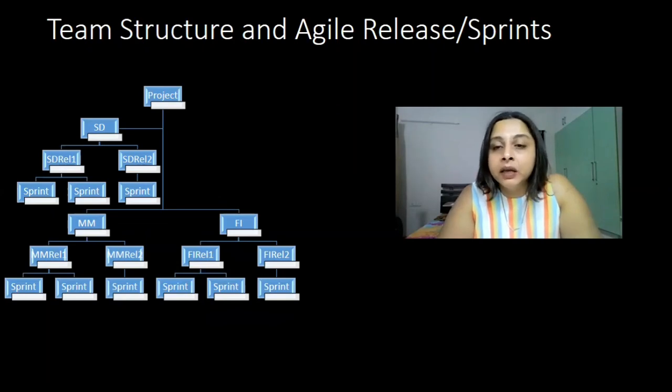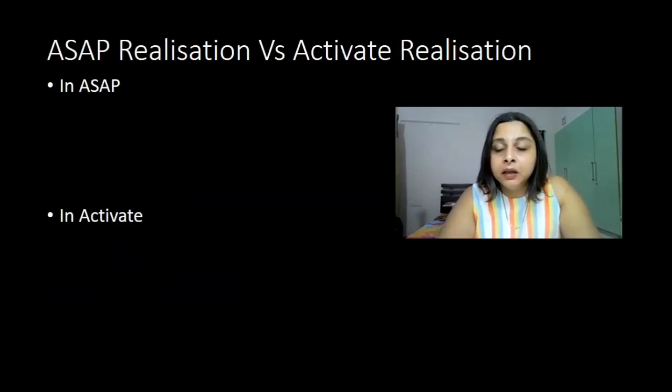Let's say you will have SD release 1, and within that you have multiple sprints. Then you might have SD release 2, and so on. Similarly, in case of materials management, you will have release 1, release 2, and so on. Then in case of FI, you might have FI release 1, FI release 2, etc. So these teams will work as individual agile teams, and at the end, once all their requirements are completed, they will come together and do the end-to-end testing.